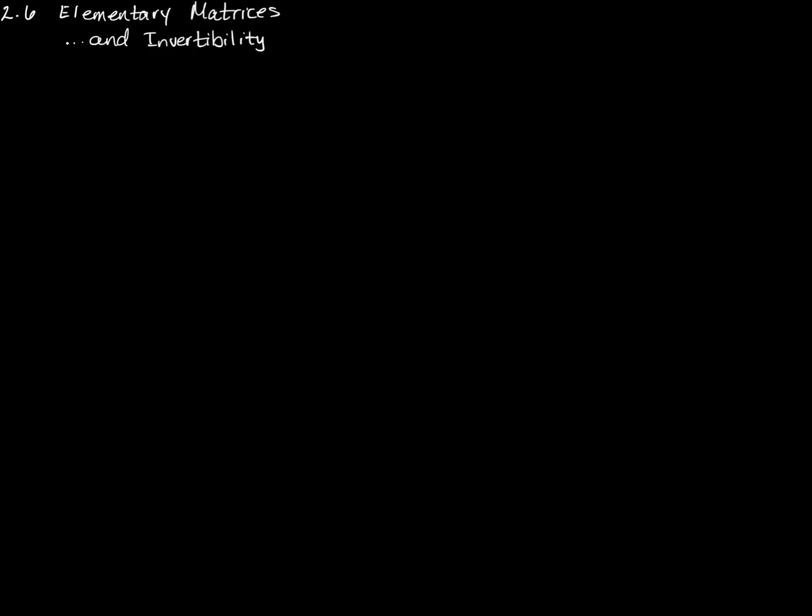I want to start this video with a reminder that if we want to find the inverse of a matrix A, we concatenate the matrix A with the identity matrix, and that results in the matrix A inverse showing up in the right-hand side of this concatenated augmented matrix. So let's do that.